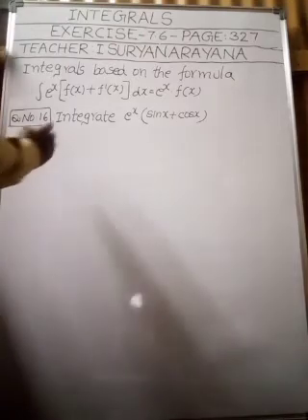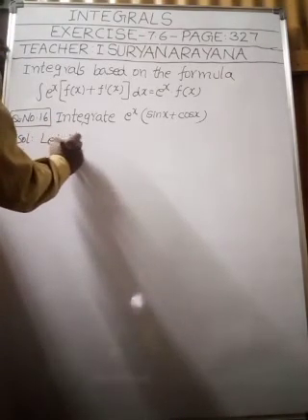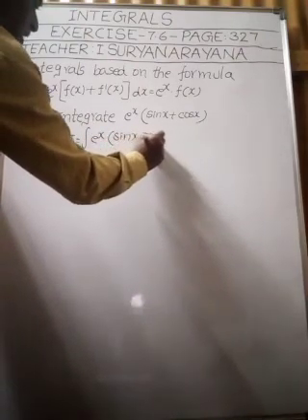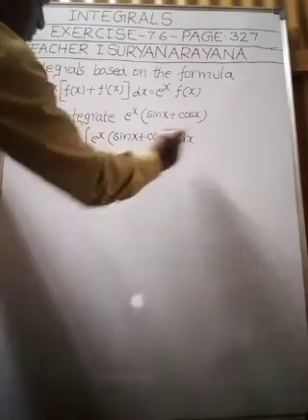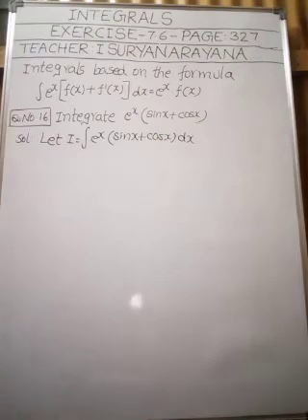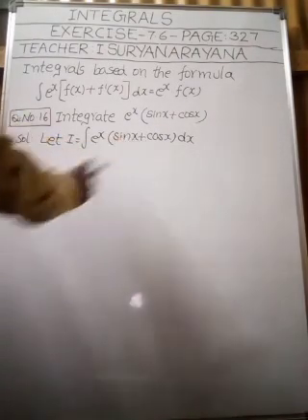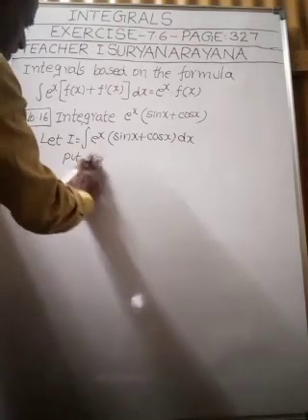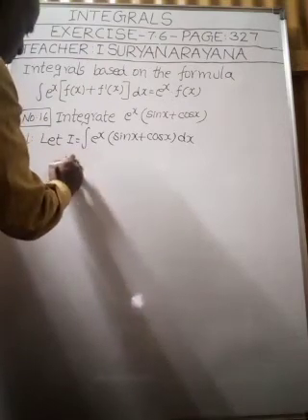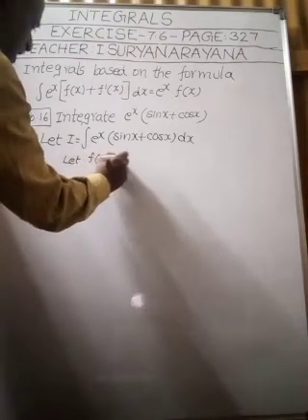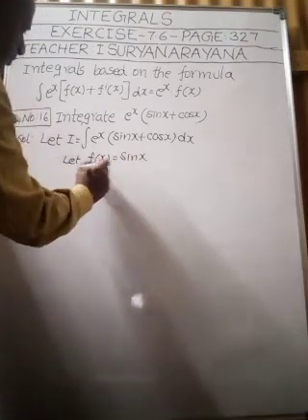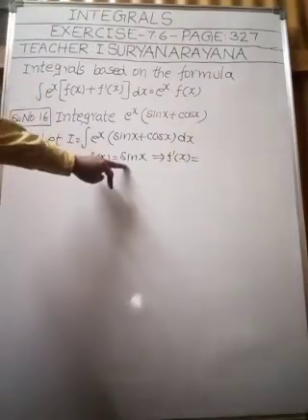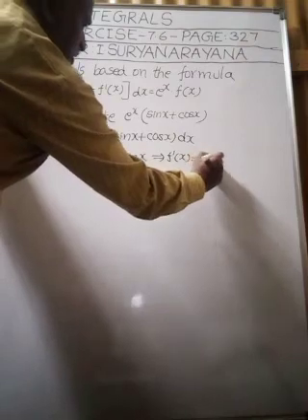Let us assume that capital letter I is equal to integral e power x into sin x plus cos x dx. We assume the given integral is capital letter I. Okay, my dear children, understood this step? And put sin x is equal to f of x. Let f of x is equal to sin x. Then what is f dash of x? What is the derivative of sin x? Cos x. Isn't it, my children?